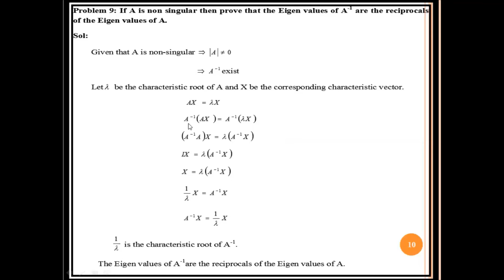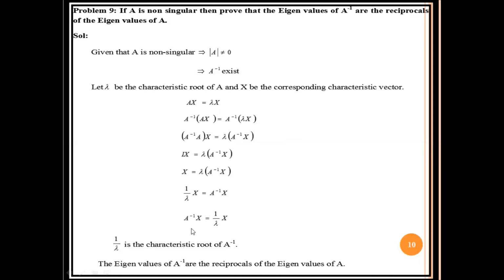Now open the brackets: A inverse into A x, and we can write lambda outside: lambda into A inverse x, right? Then A inverse into A is nothing but the unit matrix I, so I x is equal to lambda into A inverse x. Ix is nothing but x, so x is equal to lambda into A inverse x. Then write lambda on the left side: 1 by lambda into x is equal to A inverse x, right? So A inverse x can be written as 1 by lambda into x.